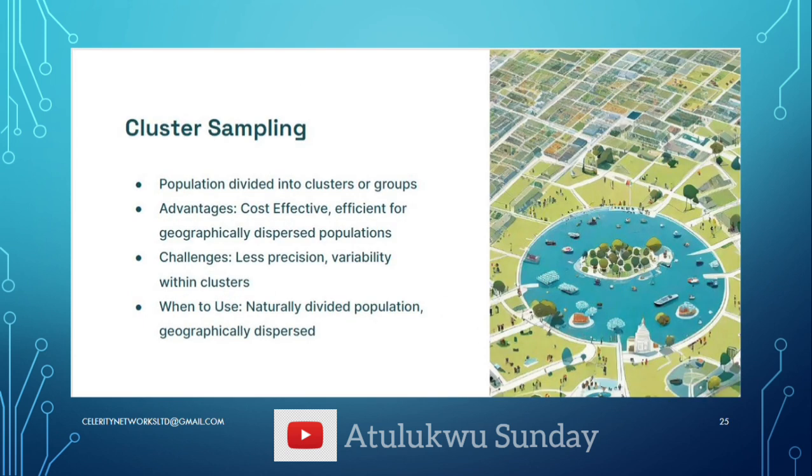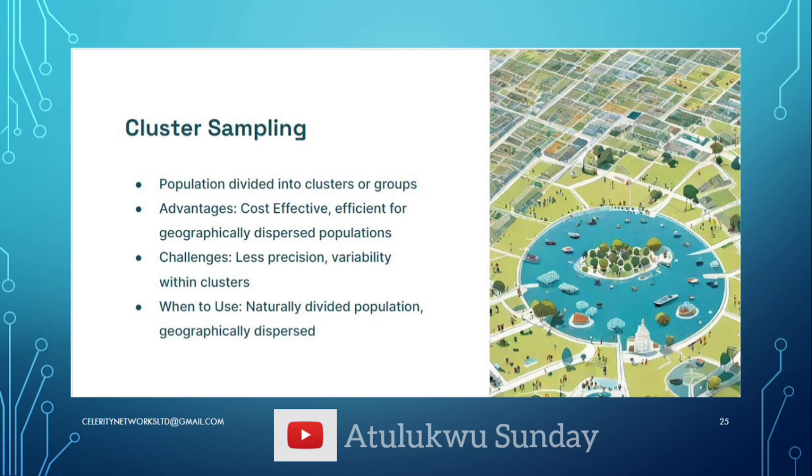Then we have cluster sampling. The population is divided into clusters or groups, that is, little clusters. You group them into little subgroups. Then the advantage is that it is cost effective and efficient for geographically dispersed populations. For example, you can group people from a certain geographical location together and you sample there, then you pick one or two from there and all that.